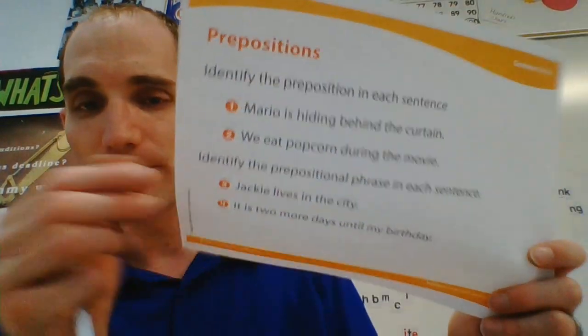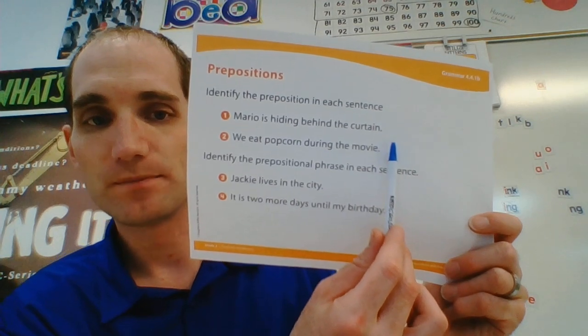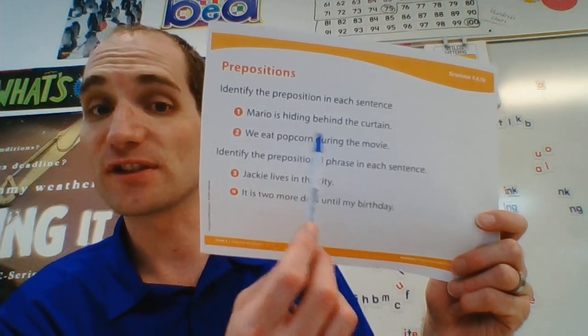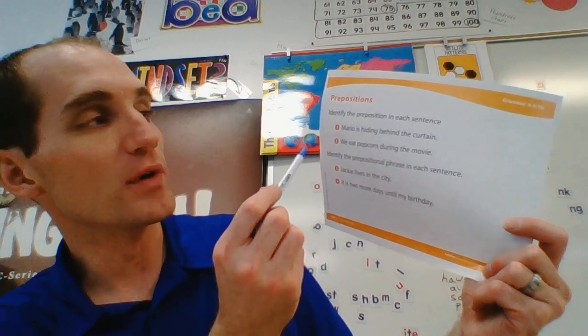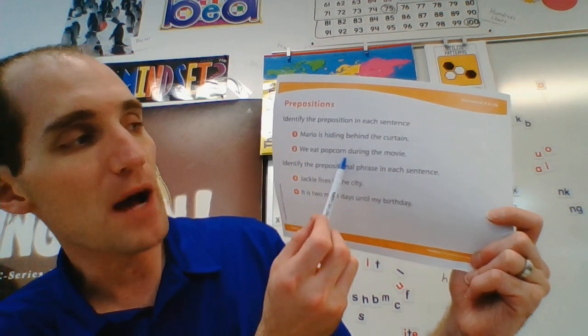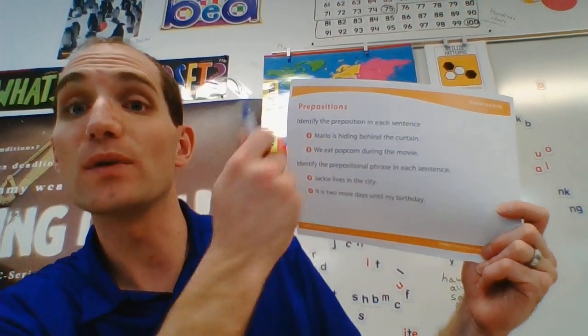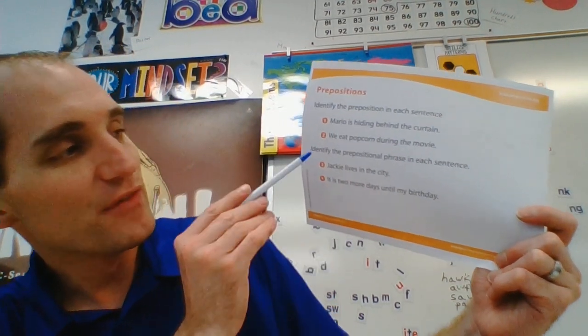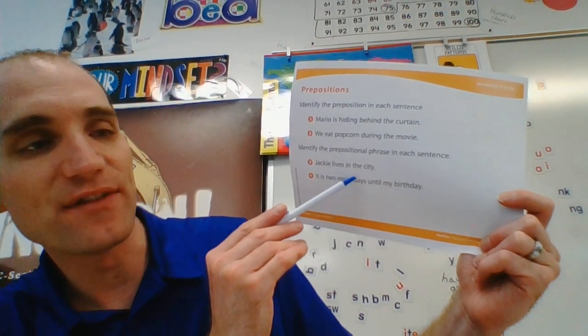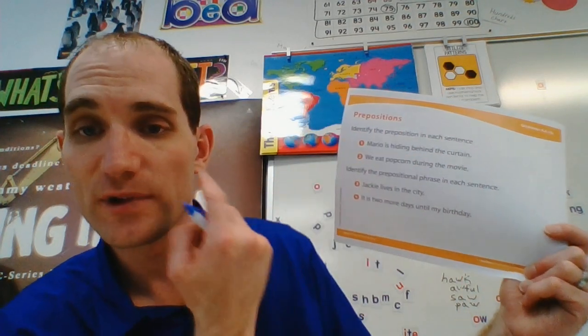Preposition and prepositional phrase. You just have 4 questions to answer. Read the sentence. Mario is hiding behind the curtains. Which word starts to tell you where? You're going to circle it because the directions say identify the preposition. We eat popcorn during the movie. Circle the word that starts to tell you when you eat the popcorn. The next one, Jackie lives in the city. This one, the directions say to circle the prepositional phrase. So Jackie lives where? You're going to circle it.